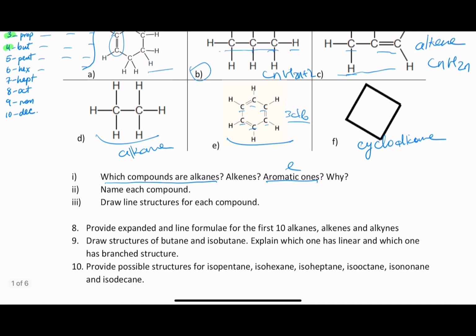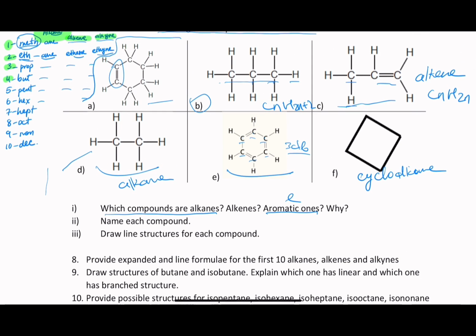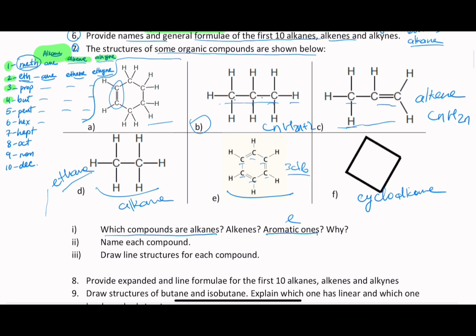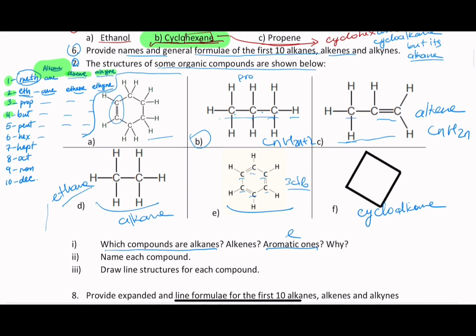Name each compound. Now this one, you know that 2 carbons is eth, so it's going to be ethane. And this guy has 3 carbons, it is propane.